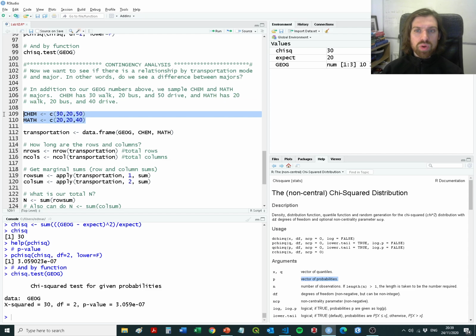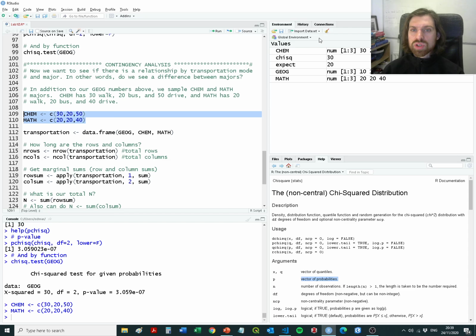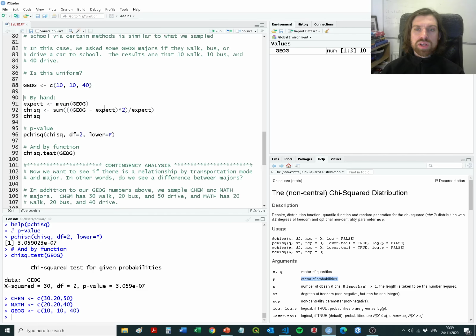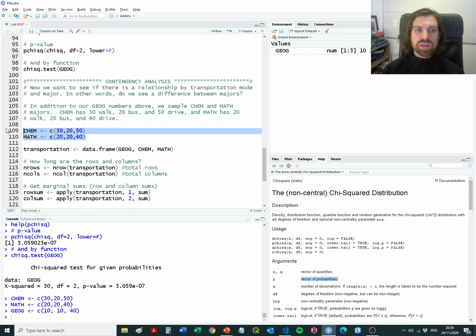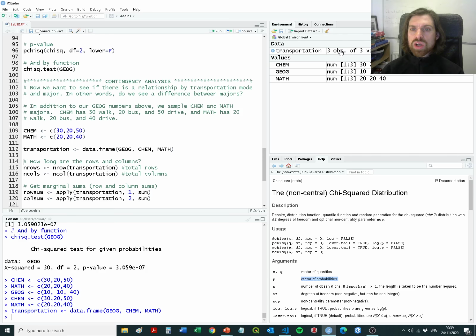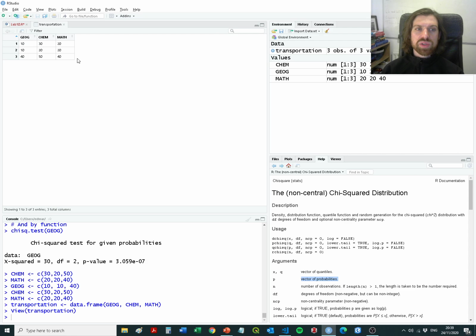So let's input all of that into our global environment. In fact, let me just clear this out so that we've got clean memory. So we've got geography, and then we've got chemistry and math, and then these are the three vectors that we need. And actually we can just combine them all into a single data frame here.